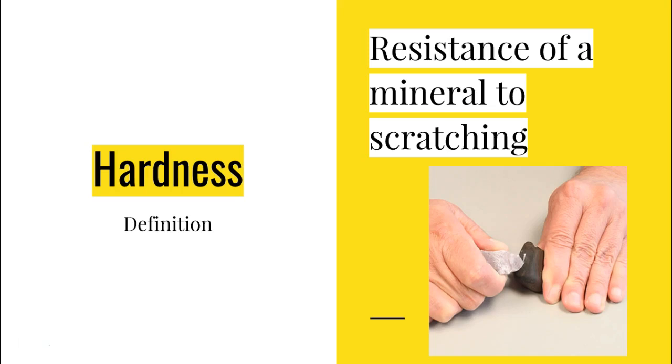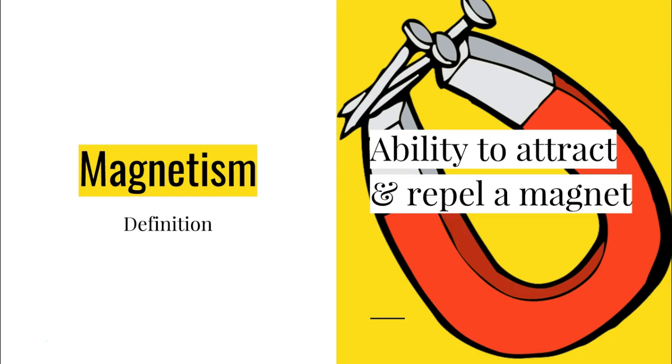Hardness is really only used when talking about rocks, and it's to see if something is able to be scratched. Magnetism, some of you tried this when you were investigating property number 1, and it's the ability to attract and repel a magnet.